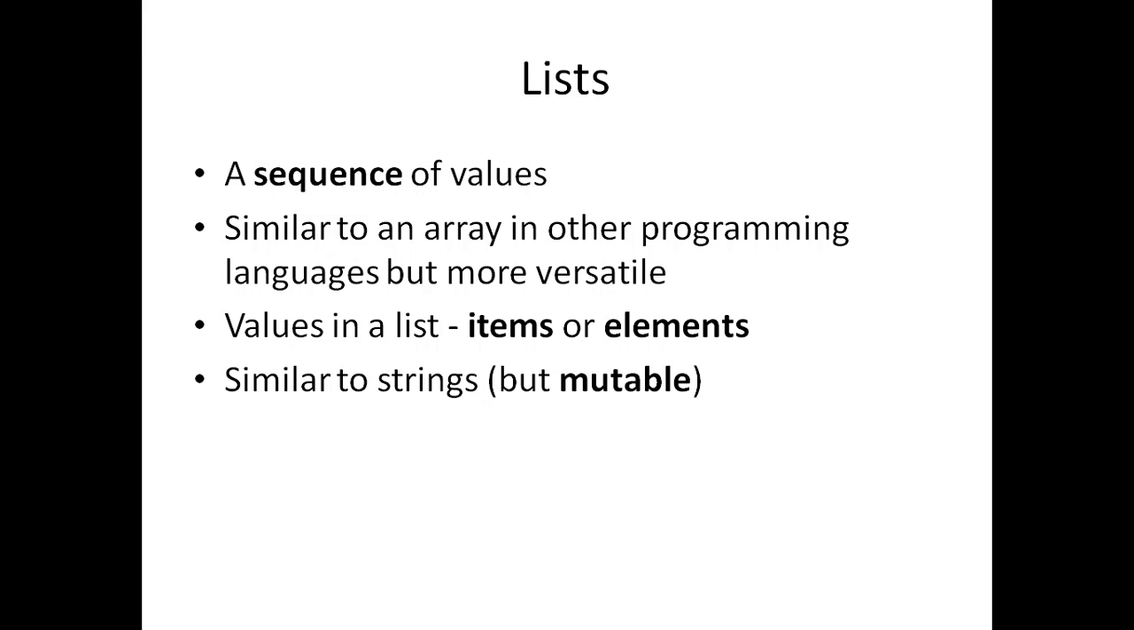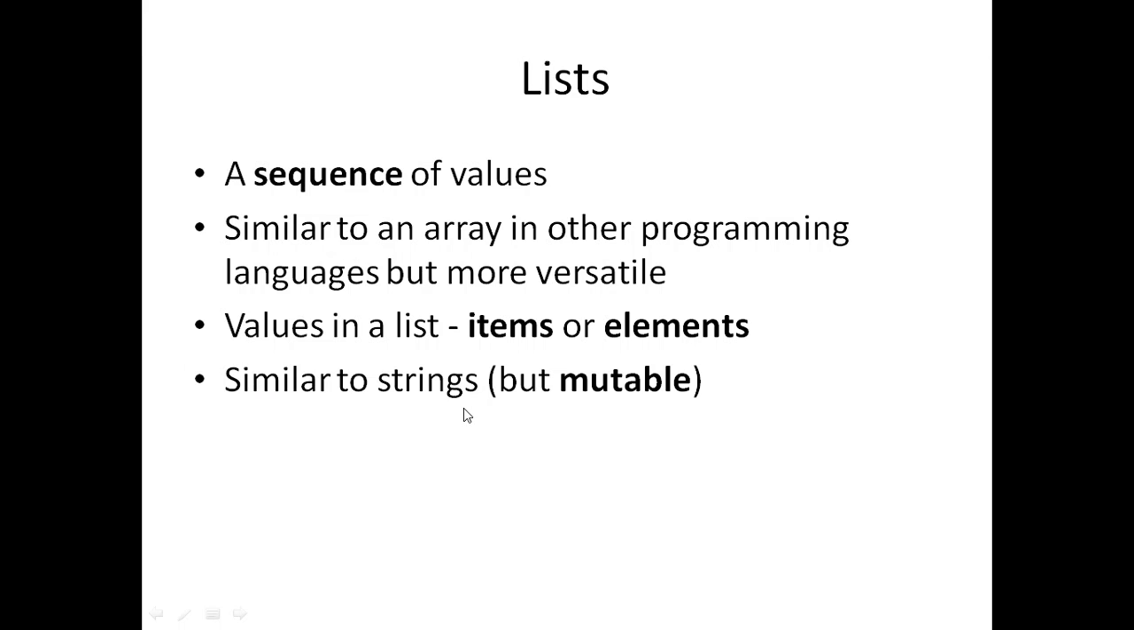If you have studied some other programming languages, in those languages we have arrays, and in those arrays we can store a collection of elements of the same data type. But in the case of list, we can store any type of elements in a particular list itself. Values in a list are known as items or elements.